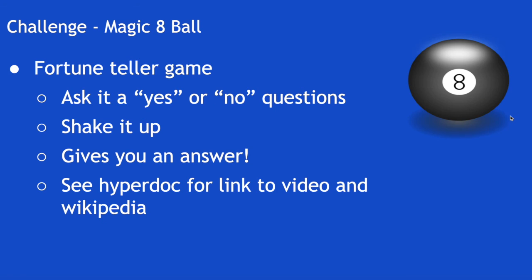I do have a challenge for those of you who are my students, and even if you're not. I want you to make a little Magic 8-Ball program in Codesters, or you can use any Python environment you like. That's a little fortune teller game. If you don't know what Magic 8-Ball is, it's been around for many, many years. You basically ask this thing a yes or no question, and then you shake it up. And then in the real world, this is a real product, you would turn it upside down, and it gives you an answer to your yes or no question. It's very scientific. But for my students, I have the HyperDoc with a link to a video and a Wikipedia article on Magic 8-Ball if you want to see more about what that thing is.